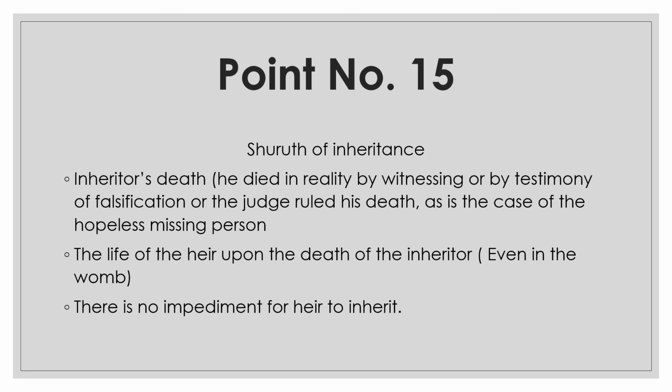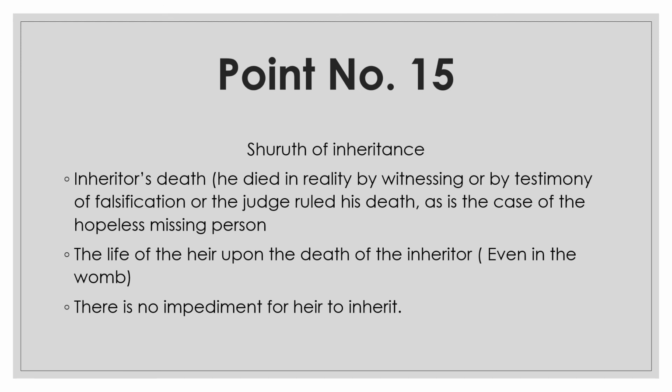What are the conditions of inheritance? Number one, the inheritor's death. That is the first condition. He died in reality, by witnessing or by testimony, or the judge ruled his death, as is the case of hopeless missing of the person. So the inheritor's death has two types. One is the real form of death, or the person has gone missing hopelessly, so the qadi, the judge, will rule his death.